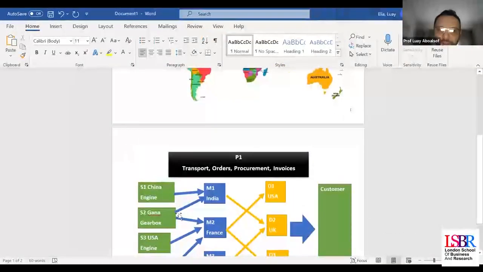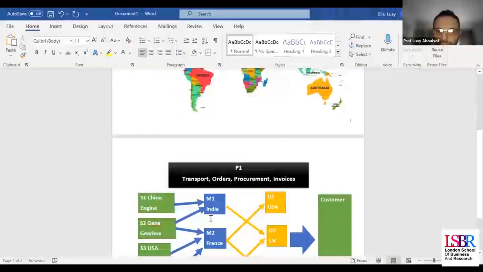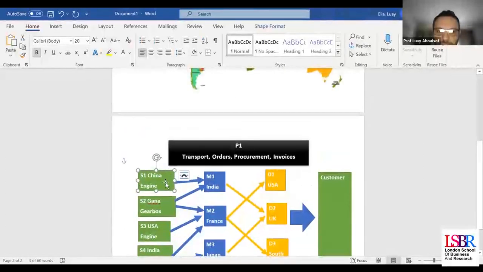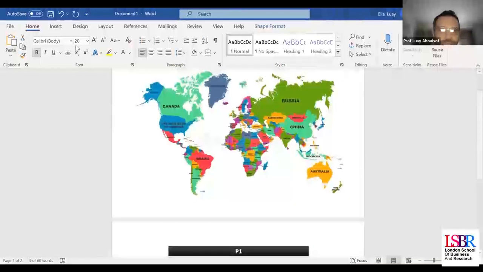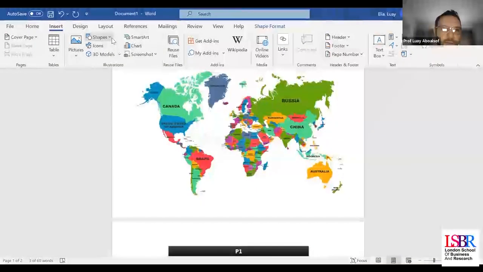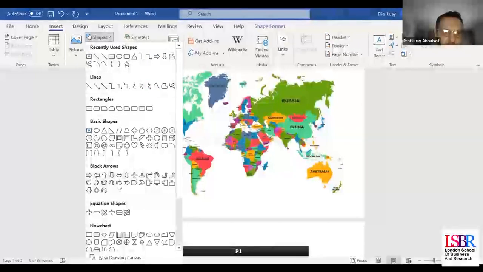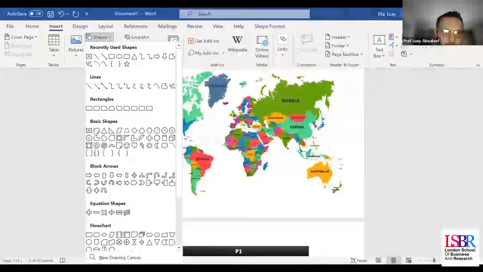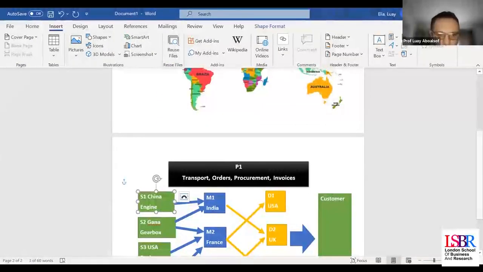Now, first thing, I have the engine in China. It's going to India. So I have in my SCOR S1, S2, M1. First thing, let me do the symbols. S1, a symbol of a source in China. I have S1 in China. So I will draw something.